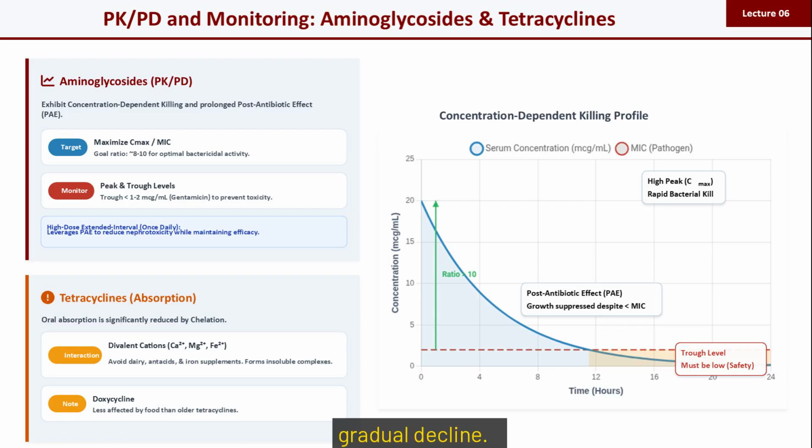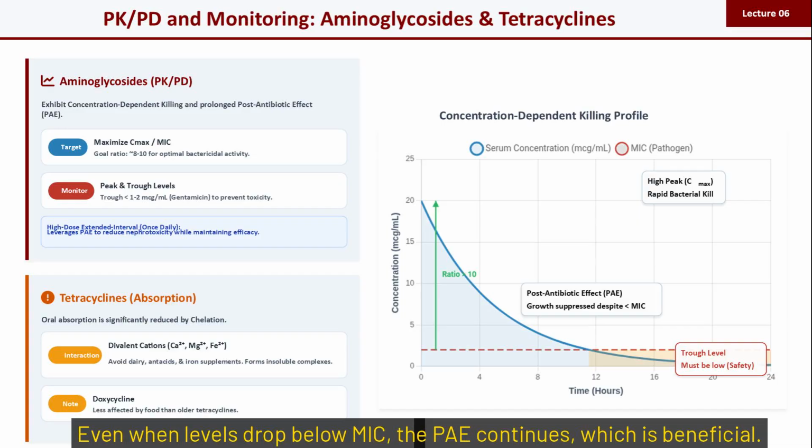Now look at the graph. It shows a high peak concentration, followed by a gradual decline. Even when levels drop below MIC, the PAE continues, which is beneficial.